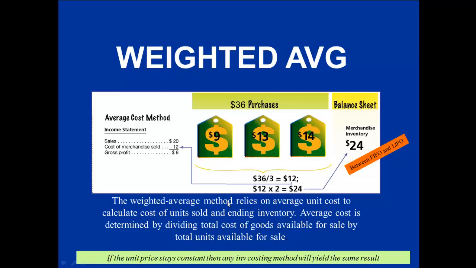So the weighted average method relies on the average unit cost to calculate the cost of units sold and ending inventory. And like I said, we're going to calculate that by dividing the total cost of goods available for sale by the total units available for sale. If the unit price stays constant, then any inventory costing method will yield the same result. So if the unit prices didn't vary, if these all stayed $9 per unit, weighted average, FIFO, LIFO, it would not matter. We would all end up with the same amount of merchandise inventory on the balance sheet as a current asset, and the same amount of cost of merchandise sold.